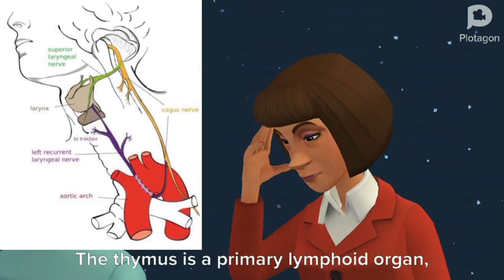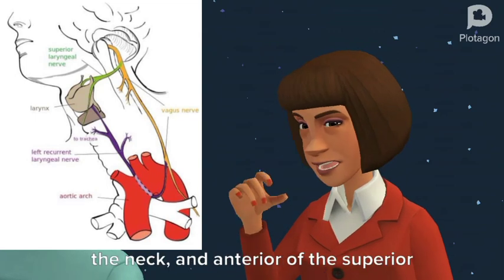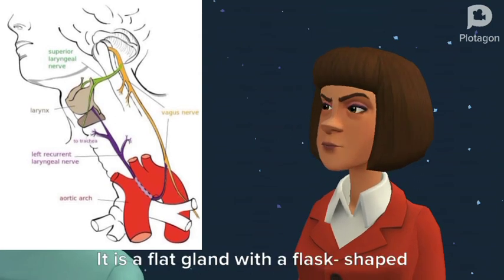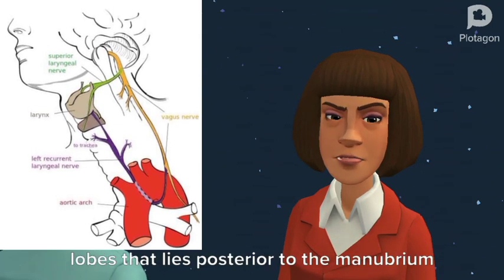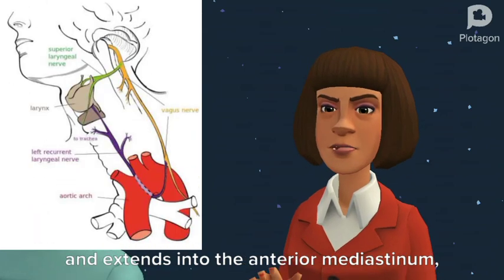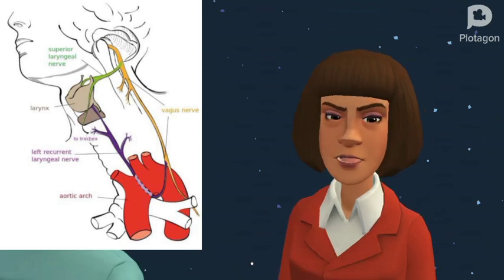Thymus. The thymus is a primary lymphoid organ, located in the inferior part of the neck and interior of the superior mediastinum. It is a flat gland with flask-shaped lobes that lies posterior to the manubrium and extends into the anterior mediastinum, anterior to the fibrous pericardium.